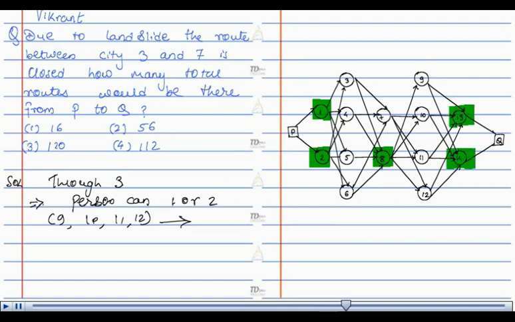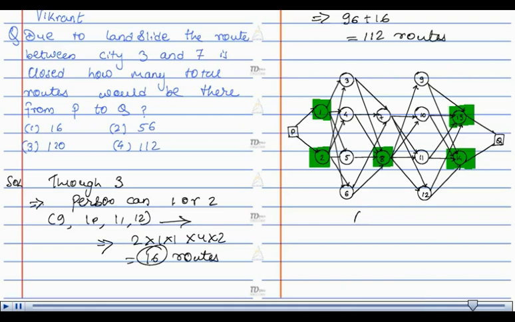So, the number of routes that are possible in this case will be 2 multiplied by 1, multiplied by 1, multiplied by 4, multiplied by 2, that is 16 routes. And the total number of routes will be 96 plus 16, that is 112 routes. Therefore, the answer is fourth.